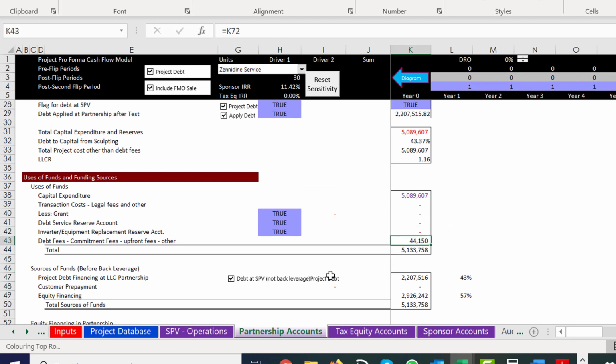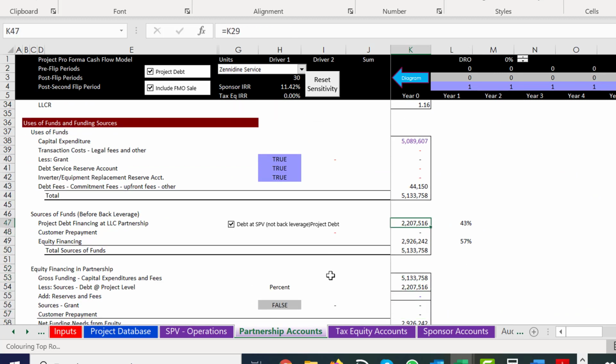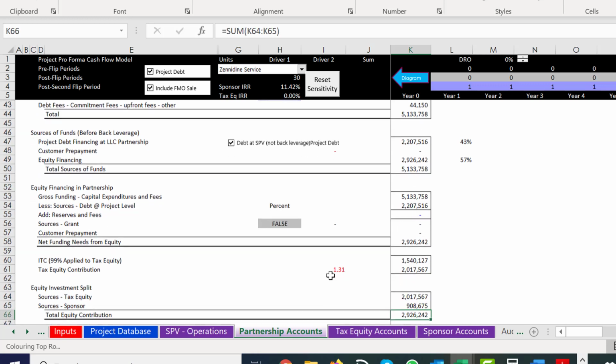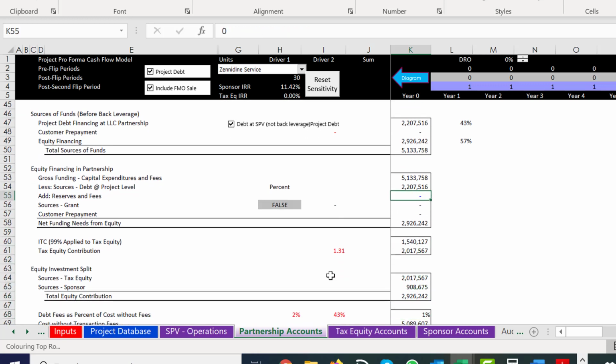Now, once we have the uses of funds, the first thing is to just figure out how much our total equity financing is. That's no problem. And then with the equity financing, we're going to have to figure out how much. This is the total equity financing again. I forgot why I did it twice. I think I should probably delete that, but I'm terrified to right now.